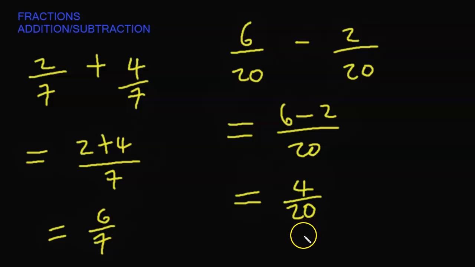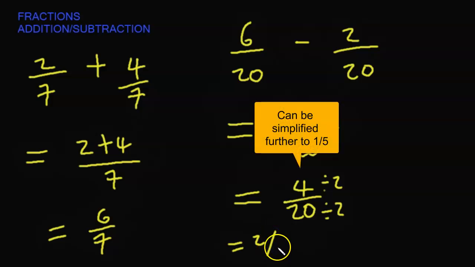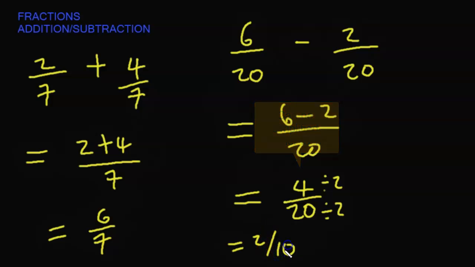And if you wish, we can always simplify 4 over 20. And again, there's a rule for simplifying fractions. We want to divide both of these numbers by the same value. And we look and say, okay, 2 can go into both numbers. So we divide the 4 by 2. But remember, we have to also divide the denominator by the same value, 2. So 4 divided by 2, that's 2. And 20 divided by 2, that's 10.